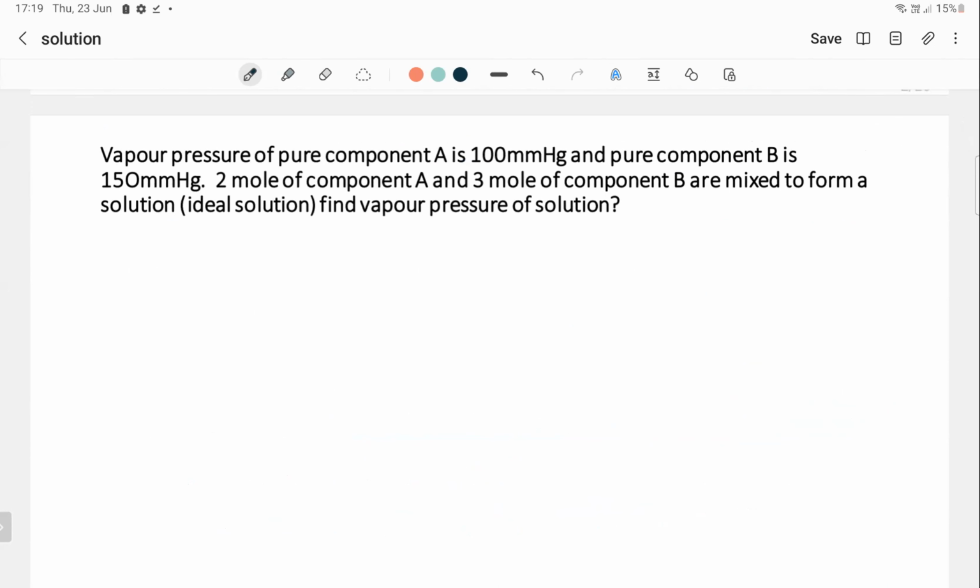Very easy. Vapor pressure of solution. So P total is equal to, what will be your formula? Vapor pressure of the solution. P total is equal to, substitute and do it. So first one, let me see who's just saying this answer.